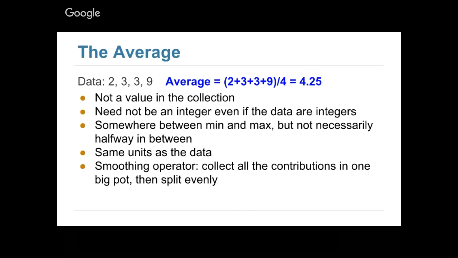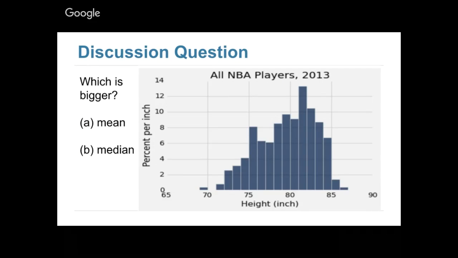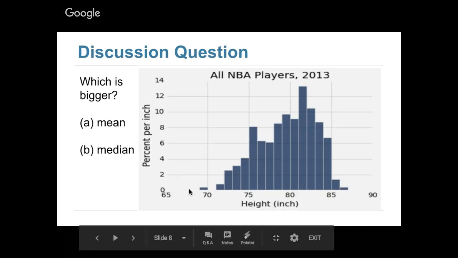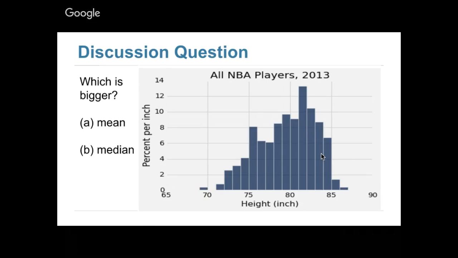Okay, so we haven't discussed this in this class, but if you don't know the answer, try to think about it yourself. Let's suppose I have this data on NBA players and their heights. I think I would fall somewhere over here, unfortunately. I probably won't make it to the NBA. Which is bigger, the mean of this data or the median of this data? Talk it over with your partner. See if you can just reason it out, even if you don't know.